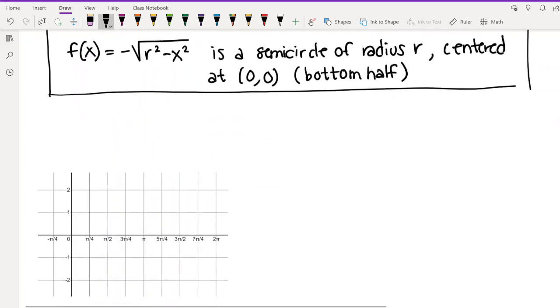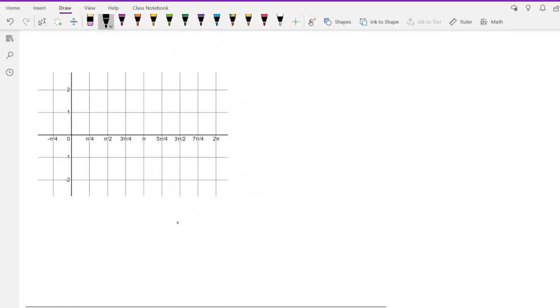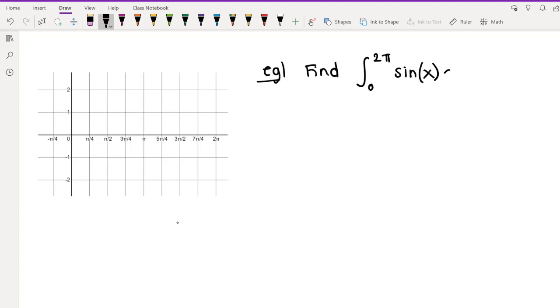Okay, one last example for this video. At first, this might seem like one that is hard to find using geometry, but we'll see that one thing that's really useful in this class is taking advantage of symmetry. So let's try to find the integral from 0 to 2 pi of sine of x dx.